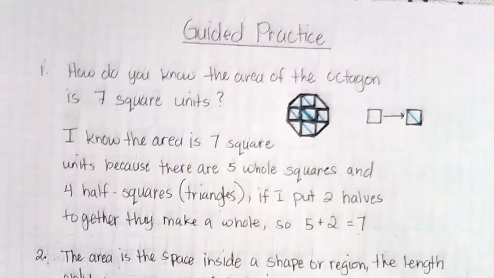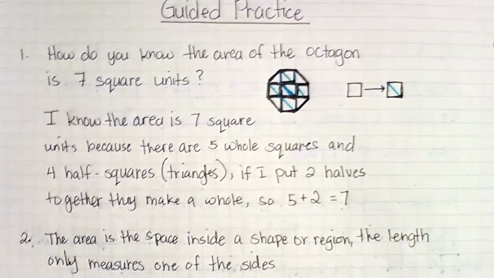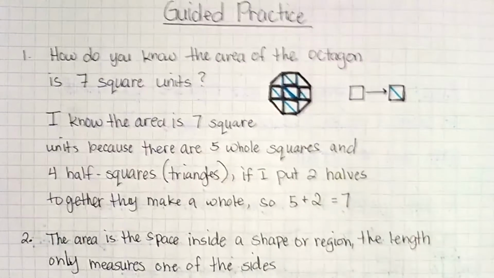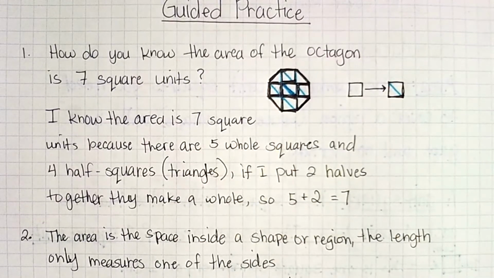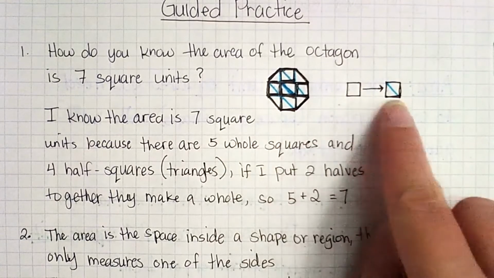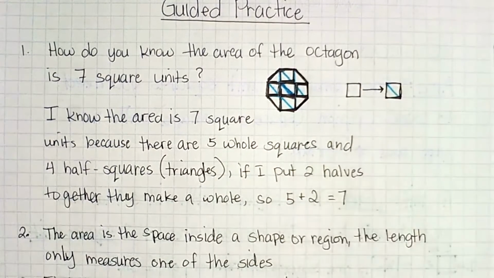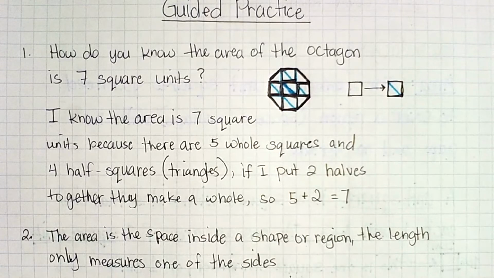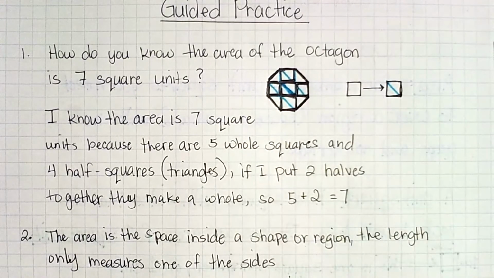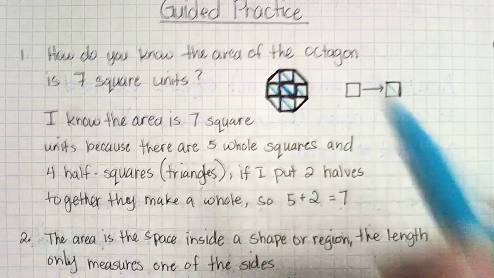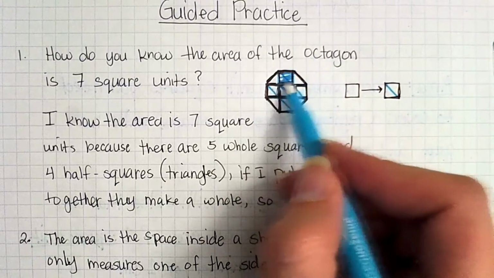Now let's take a look at our guided practice. So for the first question, it says, how do you know the area of the octagon is 7 square units? So let's do what we did before. Let's count how many whole ones we have. So over here, they showed you that one square, if you cut it in half diagonally, you have 2 triangles in it. So you can count every set of 2 triangles is going to be a whole square. So let's color in the whole squares.